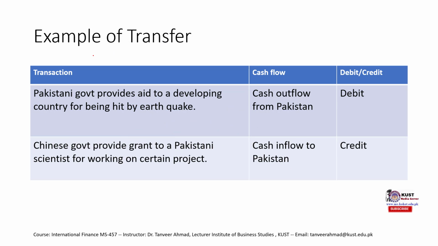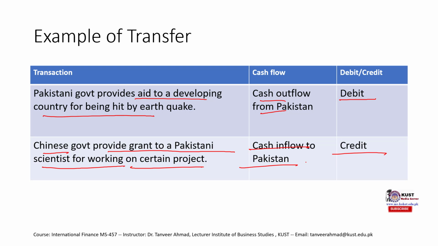And the last is the transfer part. The Pakistani government provides aid to a developing country hit by an earthquake. This is a cash outflow from Pakistan, and it would be a debit. And the Chinese government provides a grant to Pakistani scientists for working on certain projects. This would be a cash inflow to Pakistan, and again it would be a credit.